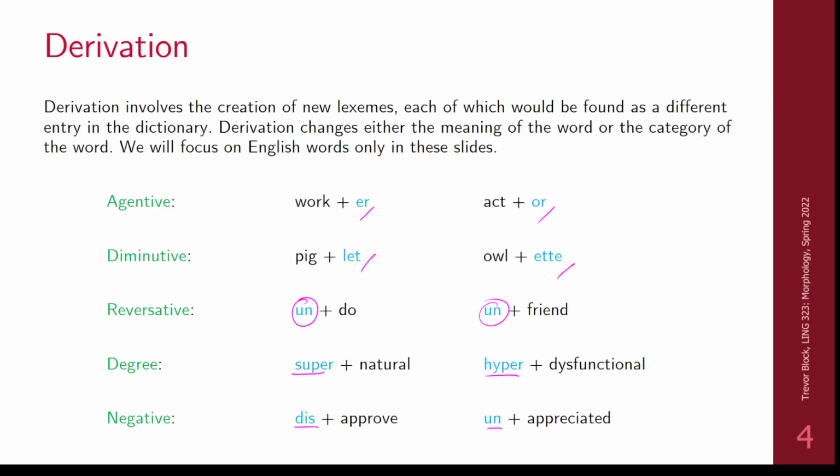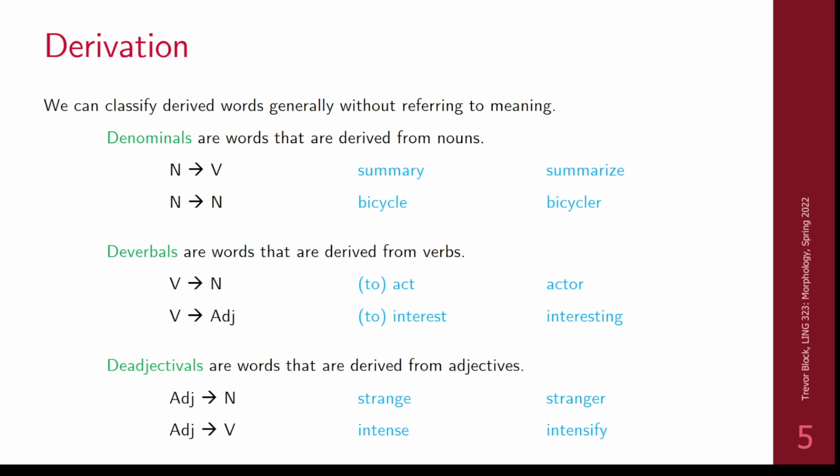So we can always talk about these in terms of category changes as well, which is what I've been suggesting that we do for a lot of our meaning components in earlier lexical entries. So instead of describing something as an agentive or diminutive, we can call these processes either denominals or deverbals or deadjectivals. And this just depends on what it came from. So a denominal is a word that formed from a noun. So you can have a case where the noun changes, so from summary to summarize. So summarize is what is called a denominal because it is no longer in its nominal or noun form.